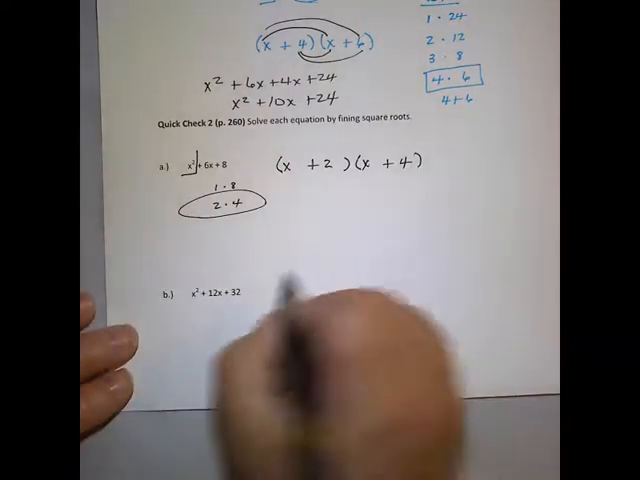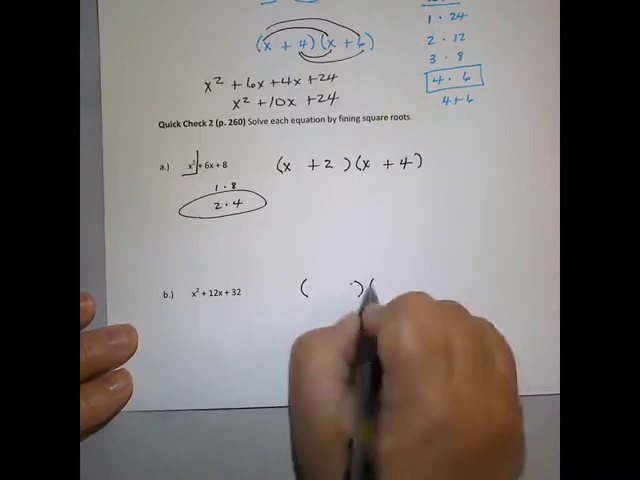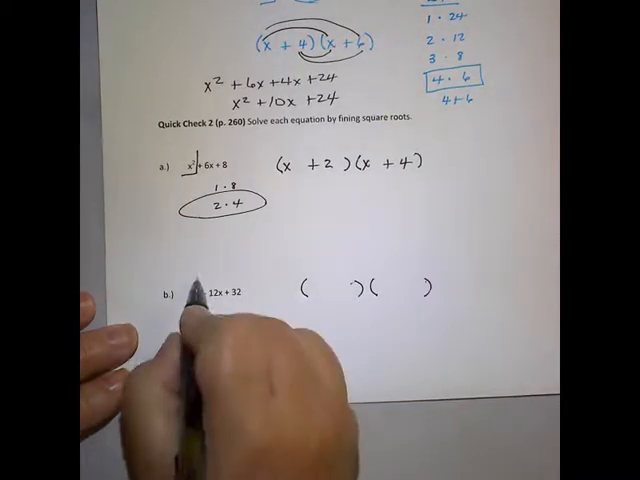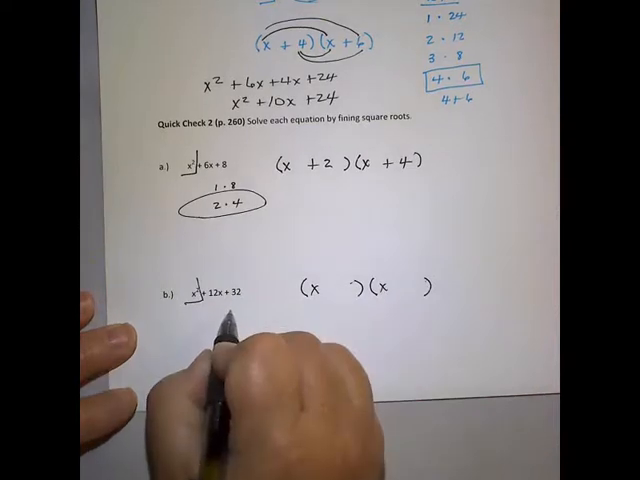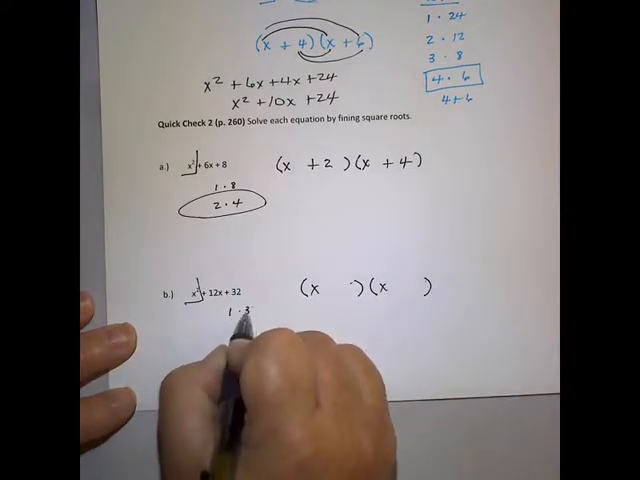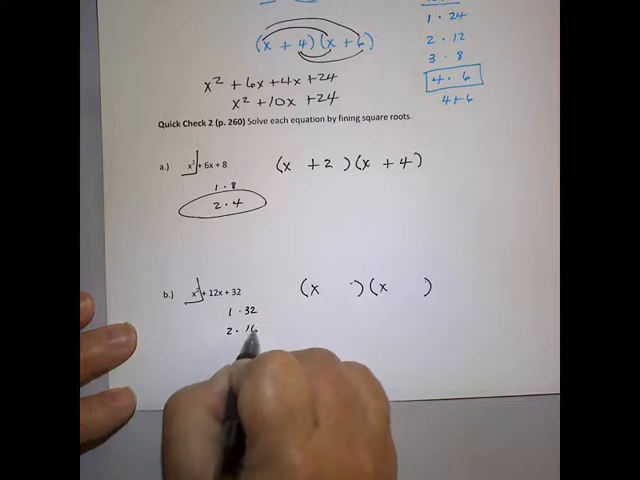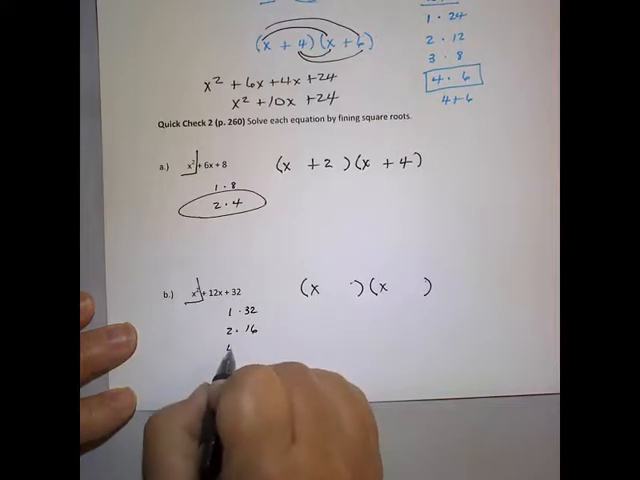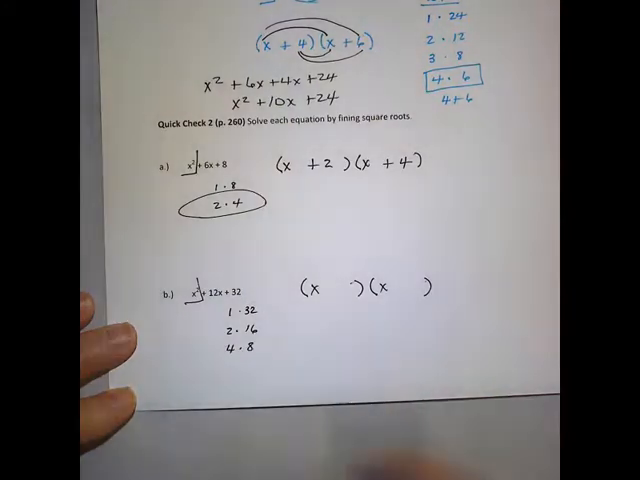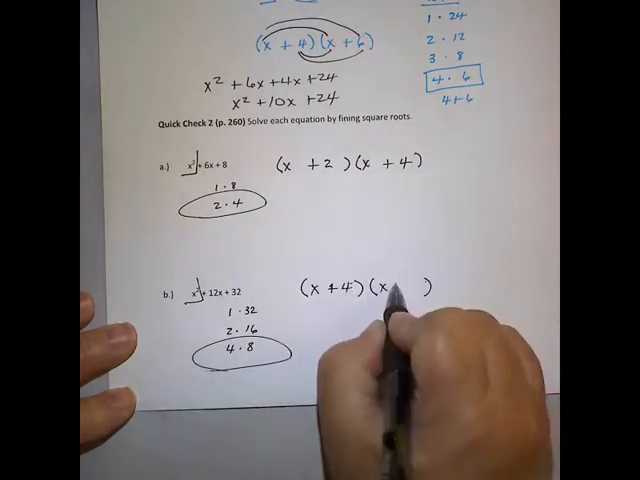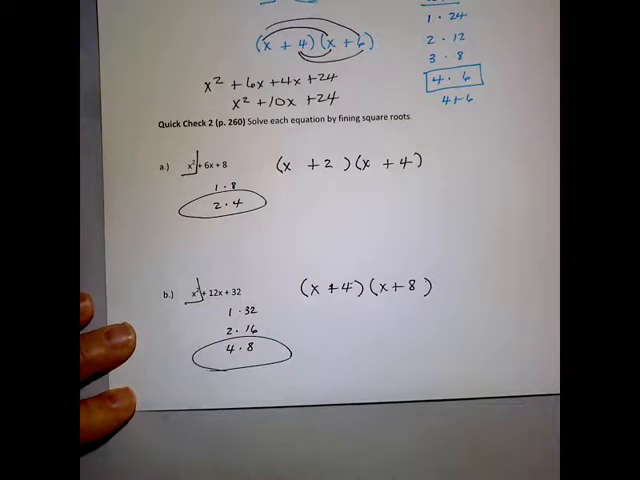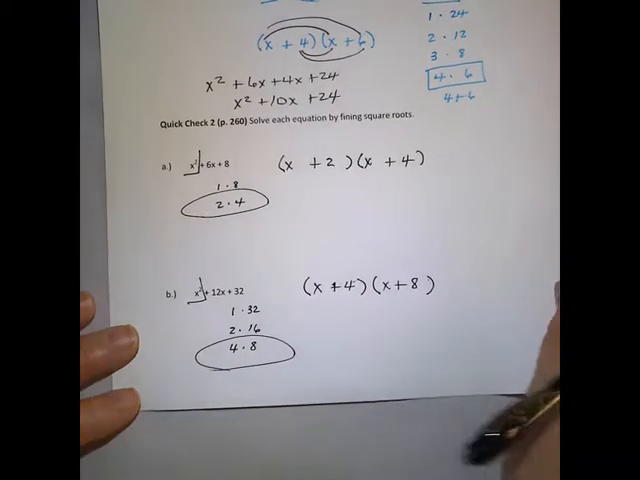Okay. 2 parentheses. X times x. Factors of 32. 1 times 32. 2 times 16. 4 times 8. The 4 times 8 works. So it'll be plus 4 plus 8. Not bad, huh? It never is, especially if we break it down.